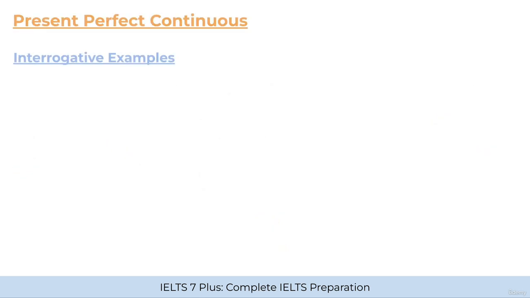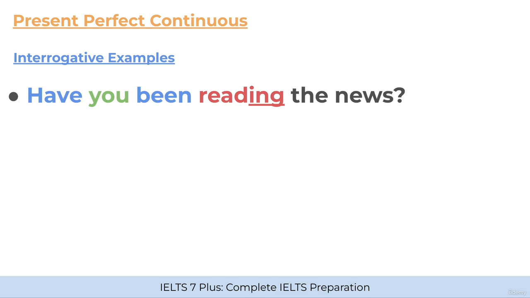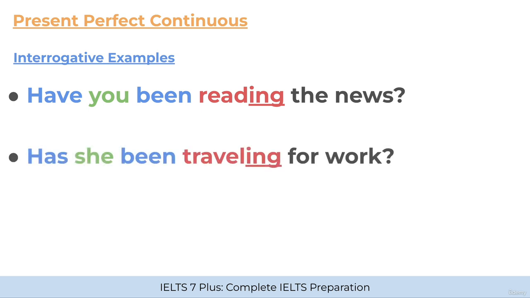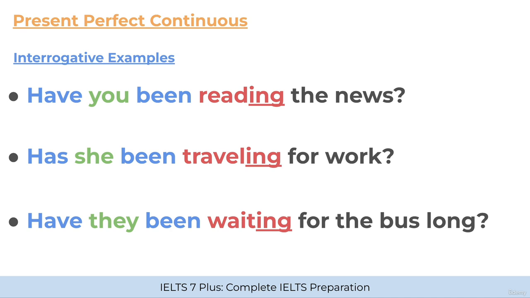In action now. Have you been reading the news? Okay, so you can see that you almost split up the auxiliary verbs, you make them into a sandwich. So you start with have, then you want to sandwich your subject in the middle, then you bookend it with been, reading the news. And that's our present participle there. Has she been travelling for work? Another example. Have they been waiting for the bus long?